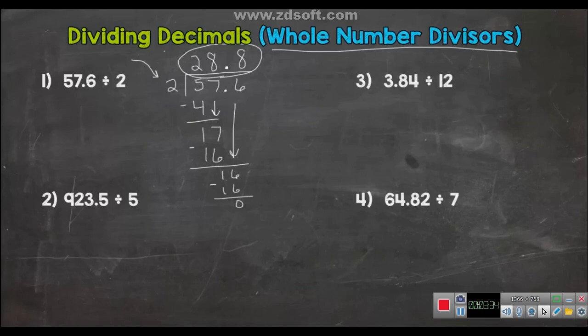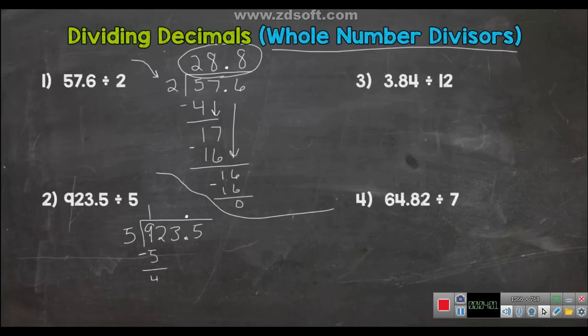So let's go to number 2 here. And we have 923 5/10 as our dividend and 5 as our divisor. I'm going to cut this off here. All right, well, is my divisor whole? Yes, it's a 5, so I bring my decimal straight up, and that's where it will go in my answer. So 9 divided by 5, 1. 1 times 5 is 5. Subtract, I get 4. Bring down this 2.